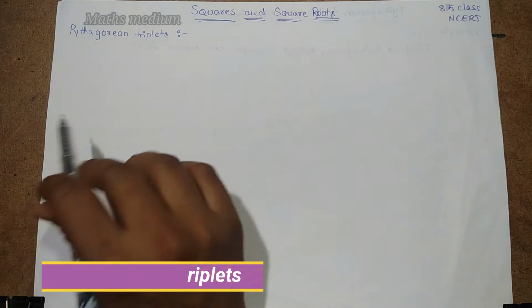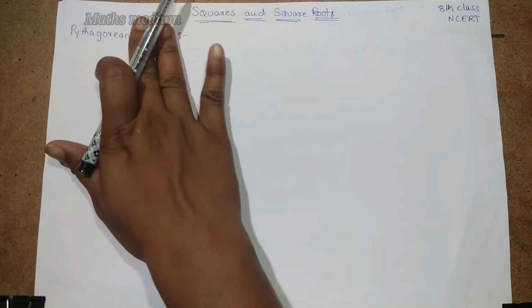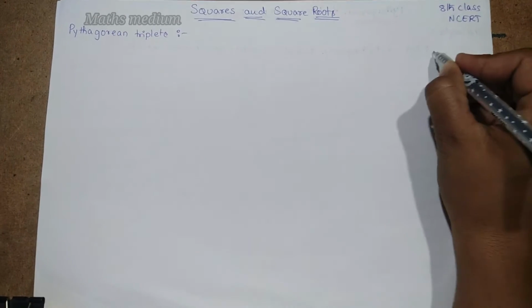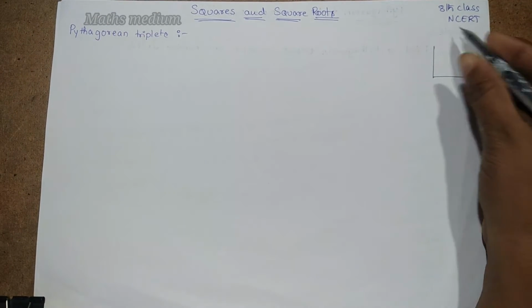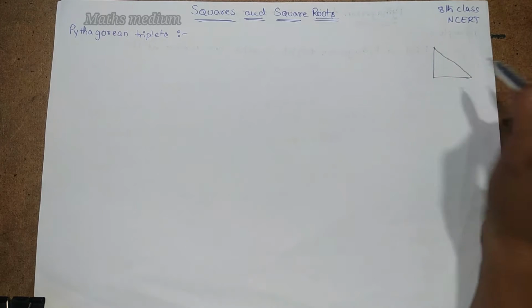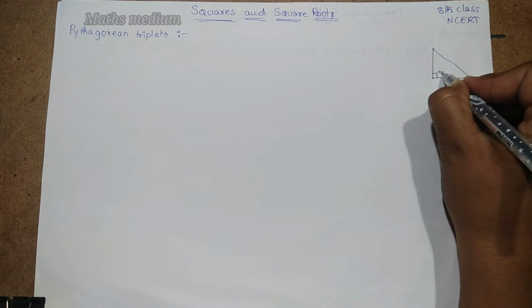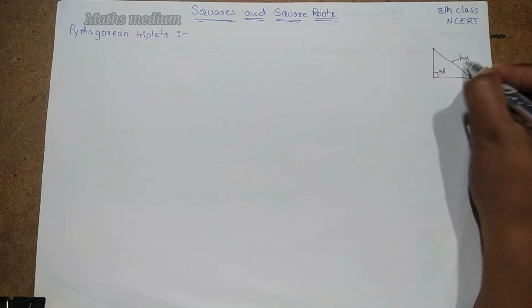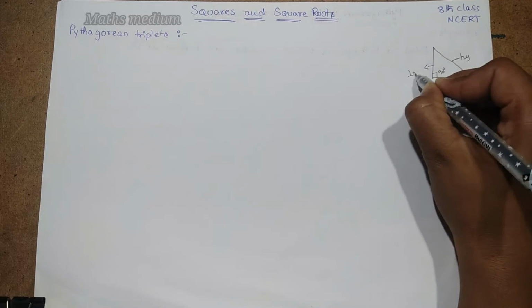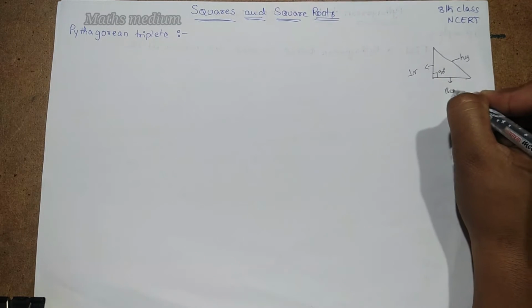Today I came with a topic that is Pythagorean triplets from Squares and Square Roots, 8th class NCERT. Here we are going to discuss the Pythagorean triplets. Apart from triplets, we know the Pythagoras. It means there is a hypotenuse opposite to the right angle in a right angle triangle. This is 90 degrees. This is the hypotenuse. This is the perpendicular leg and this is the base.